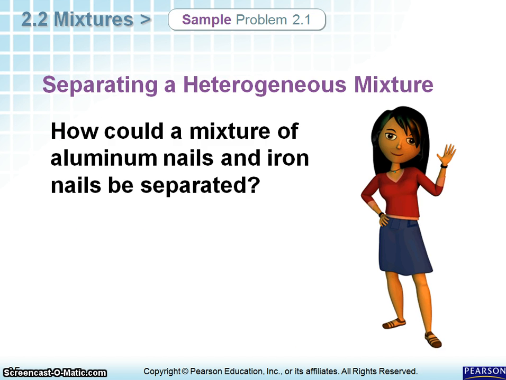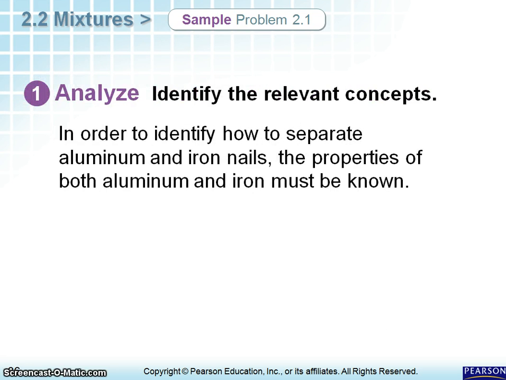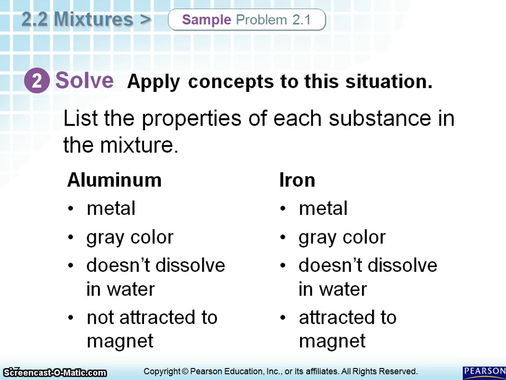All right. How could a mixture of aluminum nails and iron nails be separated? Think about it. In order to identify how to separate aluminum and iron nails, the properties of both aluminum and iron must be known. So the properties are this. They're both metals. They're gray in color. Aluminum and iron do not dissolve in water, but the difference is aluminum is not attracted to a magnet and iron is. So that's an obvious way to separate a mixture of these two things.